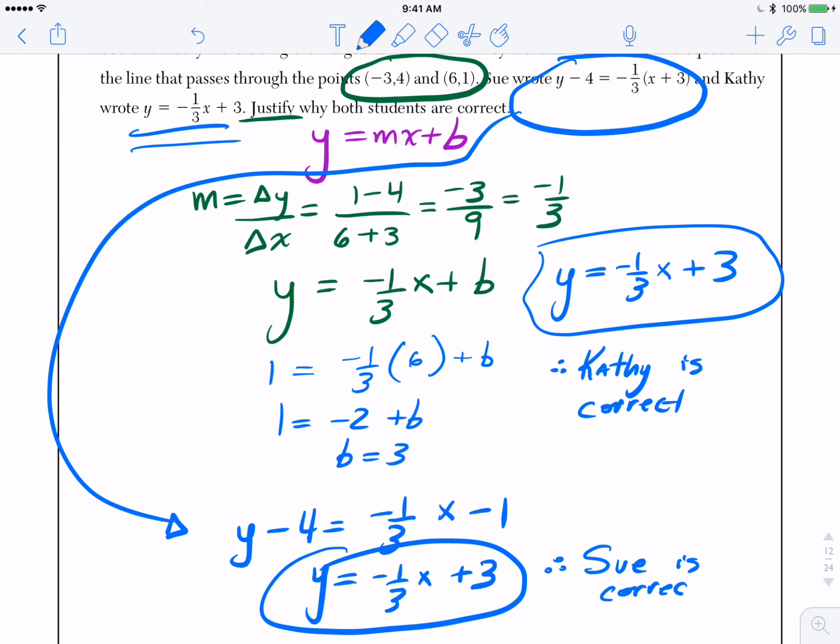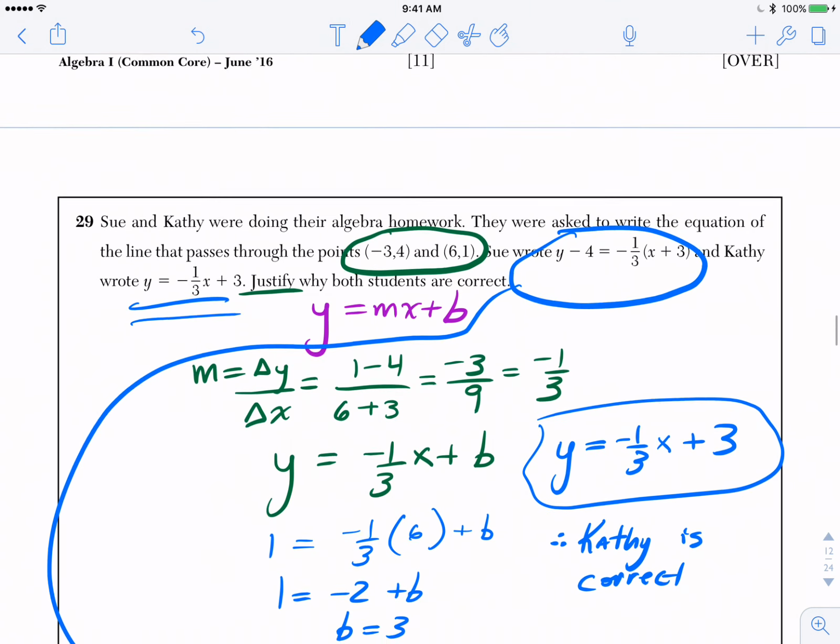Sue and Kathy were both correct. They basically wrote the same thing that we came up with, but when we solved it correctly, using our algebraic skills of y equals mx plus b, finding the slope, and then plugging in to find b, the y-intercept. A few other ways you could have solved this. This was what I found to be the most direct way to answer number 29.